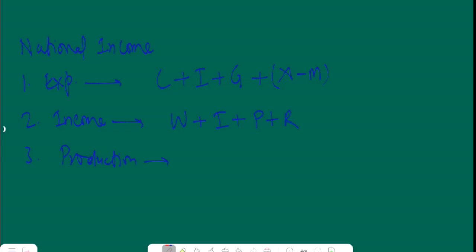And production method is equivalent to gross value added. So yeah, production method does not have any formula. We can write no formula.